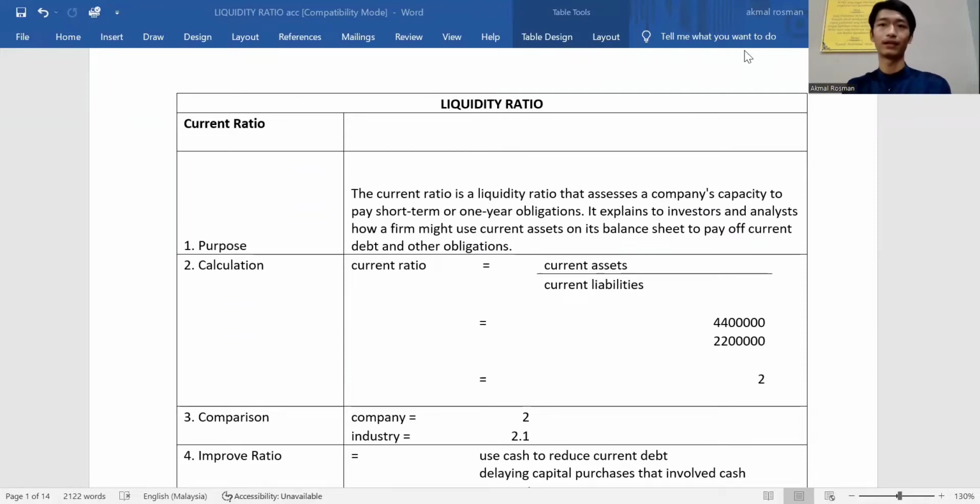Today, I will present about liquidity ratio. Under liquidity ratio, we have current ratio and quick ratio. So first, let me explain about current ratio.